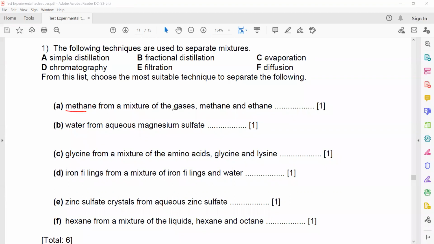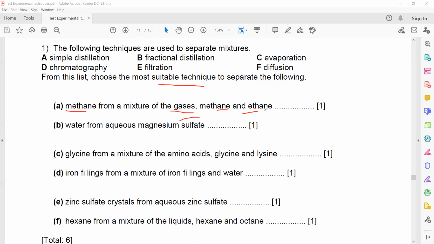Methane, from a mixture of gases, methane and ethane. One mistake some students, not all, made is that they write the name of the technique. That's wrong, because you have to choose the most suitable technique from the list. So you don't have to write the name of the technique, you have to use these letters. Like if the answer is simple distillation, write letter A. If the answer is fractional distillation, write letter B. Evaporation, write letter C, and so on.